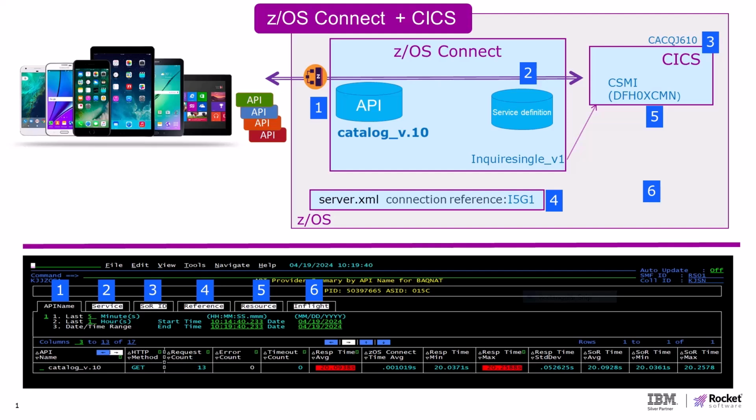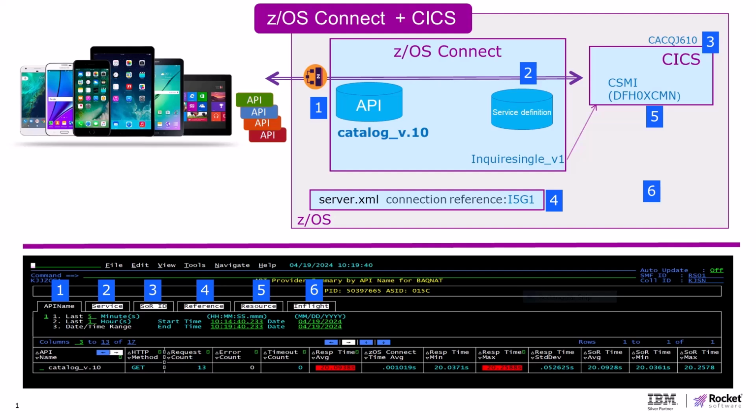So let's jump straight in. We can see that our application in this presentation uses z/OS Connect and it is acting as a server running on z/OS. And the CICS program, which z/OS Connect calls, runs on the CICS region itself. The client program is called catalog_v.10. Now, we have a slowdown in our application somewhere, but how can we investigate exactly where?